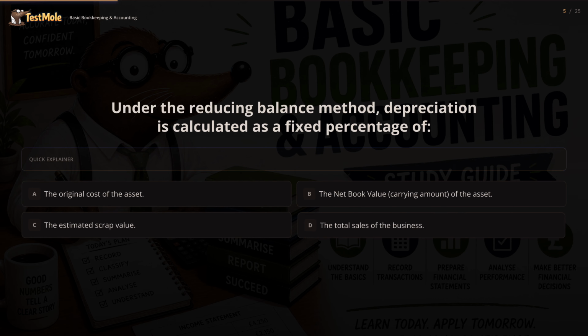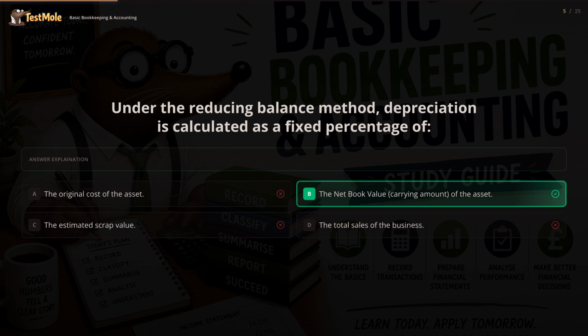Choose between A. The original cost of the asset. B. The net book value carrying amount of the asset. C. The estimated scrap value. D. The total sales of the business.